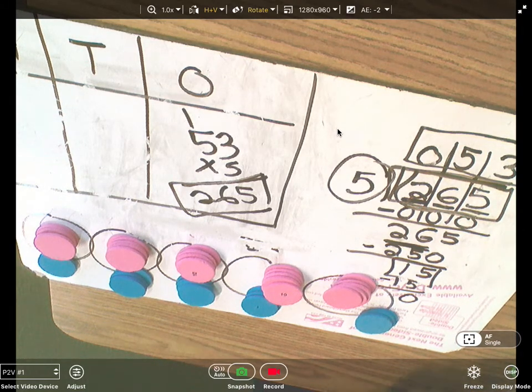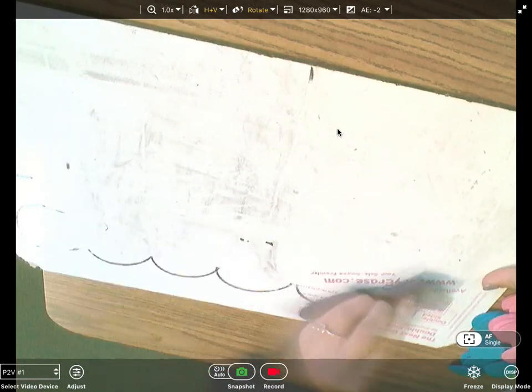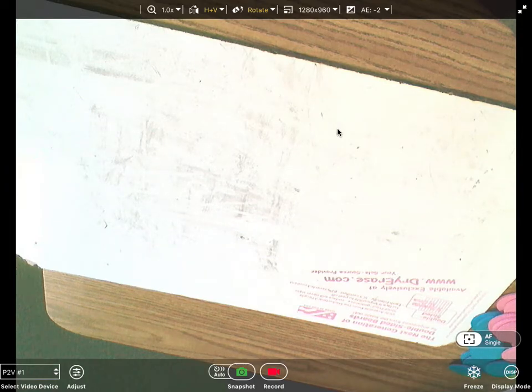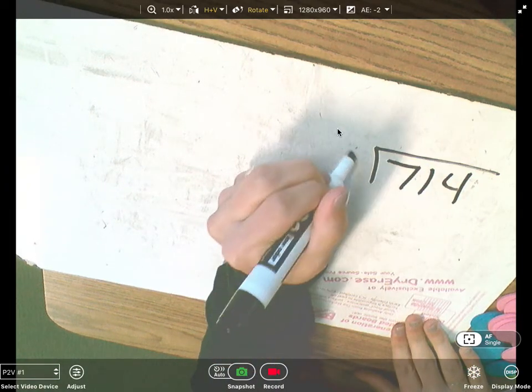Okay, so we're going to try another one. So at this point, I'm going to erase. We're going to do another one with the place value chart in the hopes that we can see how the chips relate to the algorithm. So I'm going to do this time 714 divided by 7.